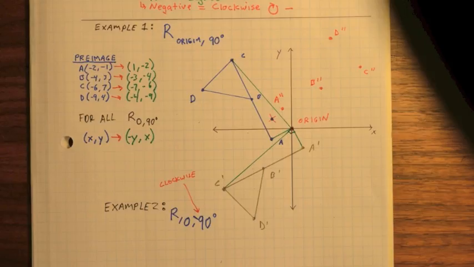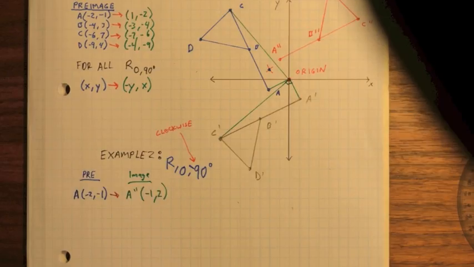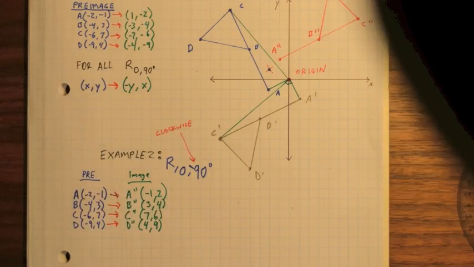And so we see with example 2, rotating about the origin negative 90 degrees, pre-image A, negative 2, negative 1, maps to A prime, negative 1, 2. B maps to 3, 4. C maps to 7, 6. And D maps to 4, 9.